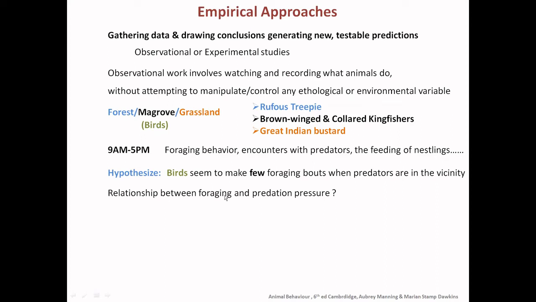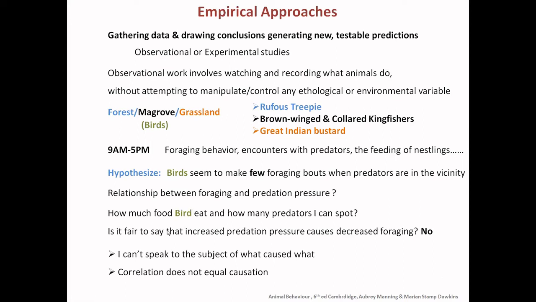The relationship between foraging and predation pressure, that is the question. We need to find out the relationship. To get the answer to these questions, we need to know how much food the bird eats and how many predators we can spot in that area. So is it fair to say that increased predation pressure causes decreased foraging? We haven't calculated this. No.